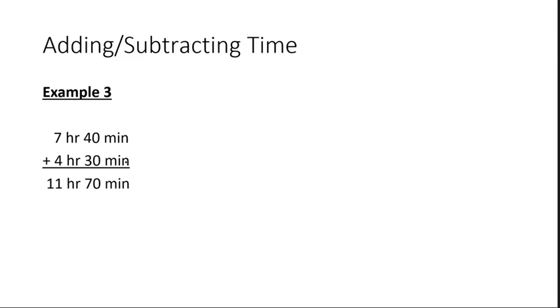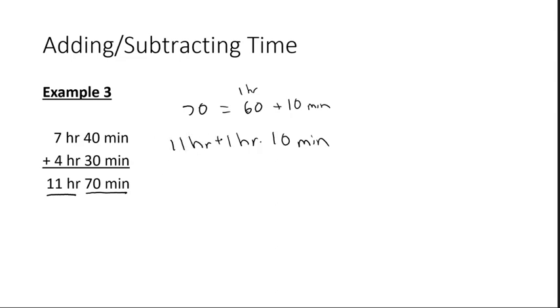So we've added correctly, but we also want to make sure we simplify. Because 70 minutes right here, that is more than 1 hour, right? 70 minutes would equal 1 hour, which is 60 minutes, plus another 10 minutes. So what we have really is 70 would be 1 hour, 10 minutes. So you have that in addition with the 11 hours. So you have 11 hours plus that 1 hour, 10 minutes. You add the hours together, 11 plus 1, that gives you 12 hours. So we have 12 hours, 10 minutes for this problem.